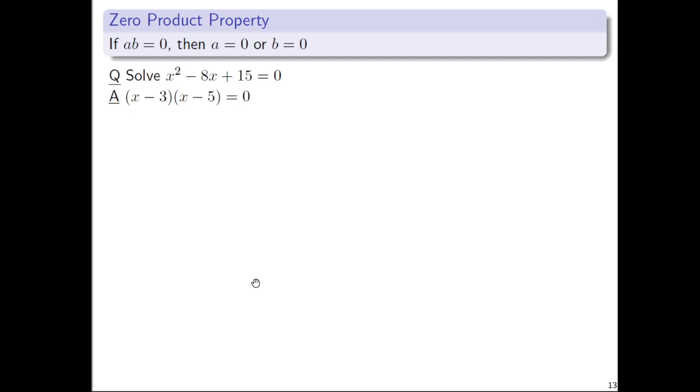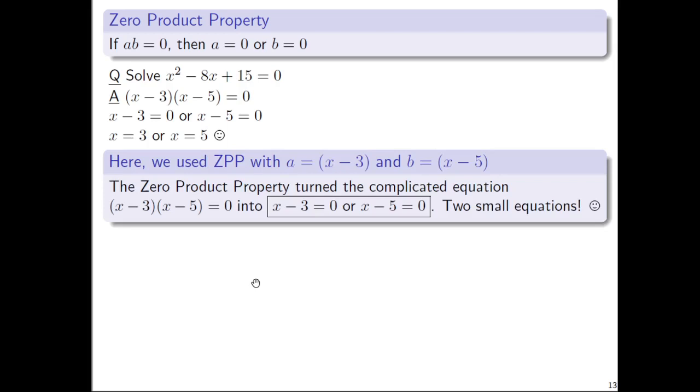Now that we have x minus 3 times x minus 5 equal to 0, we can apply the zero product property, have x minus 3 equals 0 or x minus 5 equals 0. Please don't forget the word or. And then add 3 to both sides of the first equation, add 5 to both sides of the second equation, and we're done. X equals 3 or x equals 5. So here we use the zero product property with a equaling x minus 3 and b equaling x minus 5.